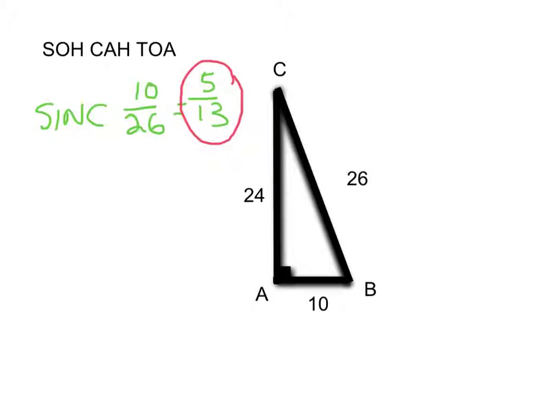Okay, now let's say if I asked you for, and we can stay on the same one if you'd like, but this time let's go with cosine. The cosine of C, and our cosine is our adjacent over hypotenuse, and adjacent would be the 24 over the 26. So we'll do that. 24 over 26, which would be 12/13.